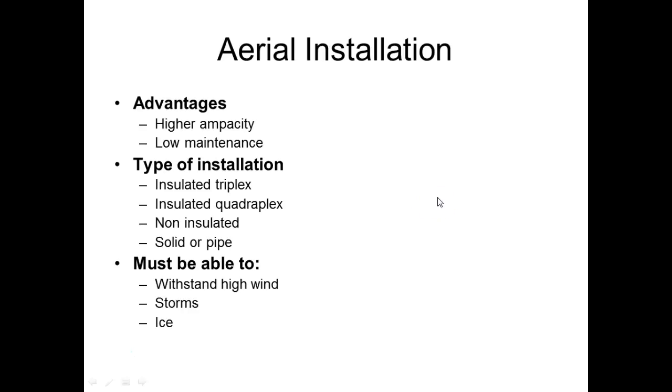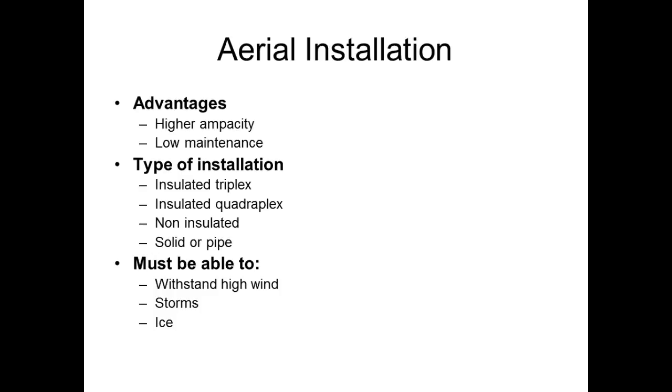Aerial insulation, higher ampacity, lower maintenance, insulated triplex, insulated quadruplex. Do you know what those terms mean? What's triplex? What is duplex? What's a duplex for? Okay, two. So that would be two wires, right? You understand that?